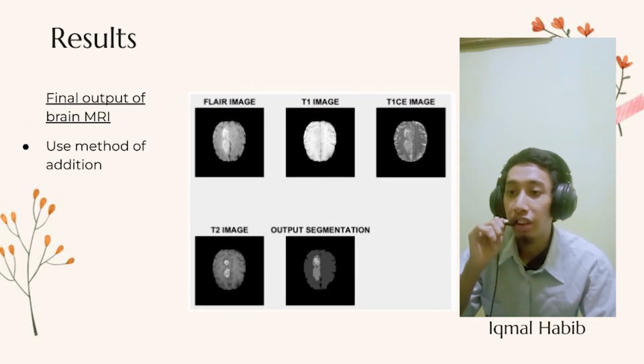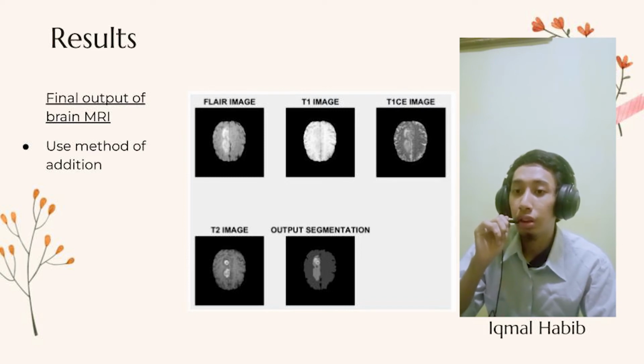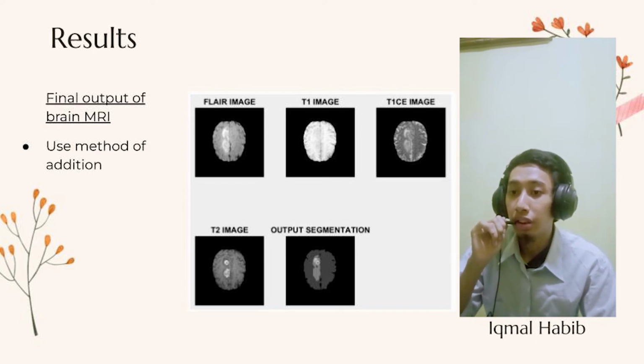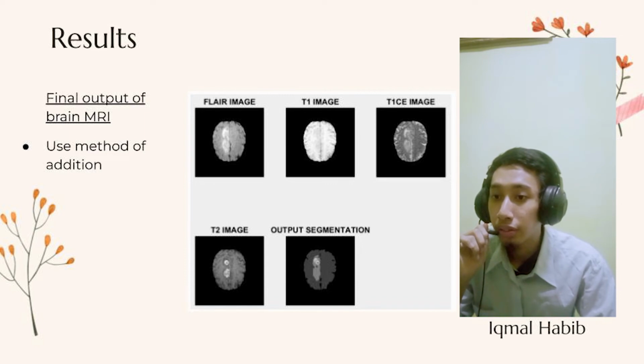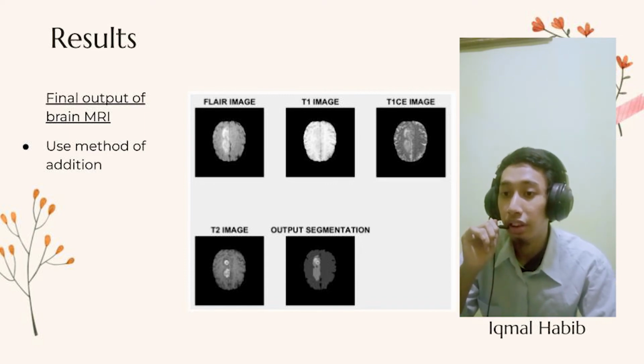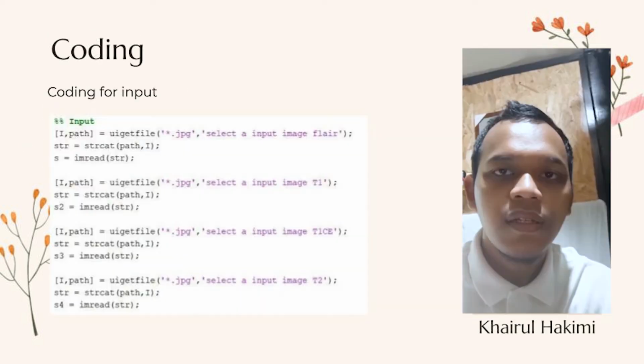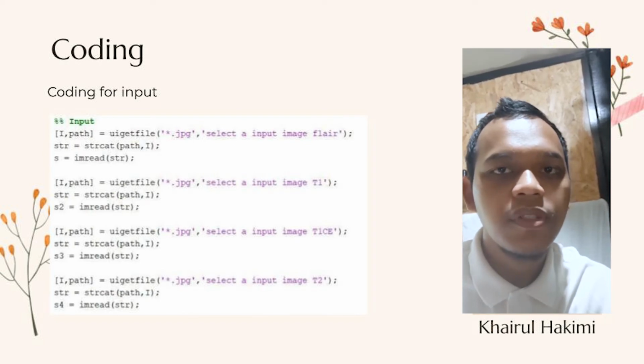And lastly is the final output. For the final output, we combine the FLAIR, T1, T1CE and T2 images. After the post-processing method is done, the output will appear and we add all the images, FLAIR, T1, T1CE and T2. And this is the result for the final. So in the final, we can see the brain tumor. And I'll be presenting the coding part for our project.